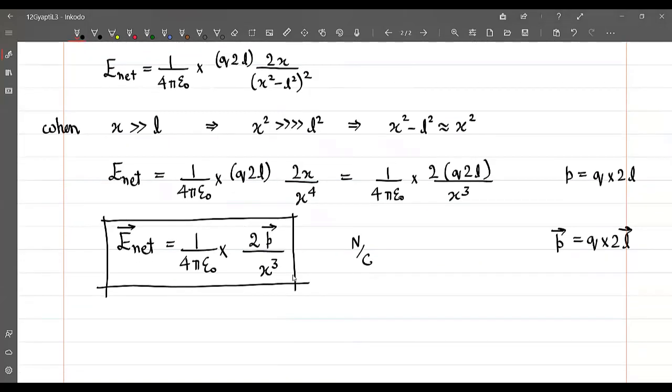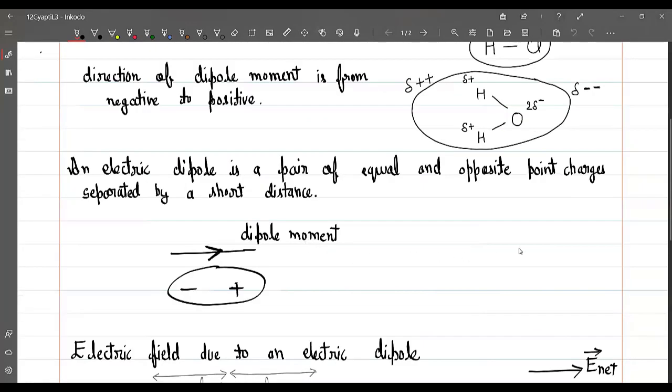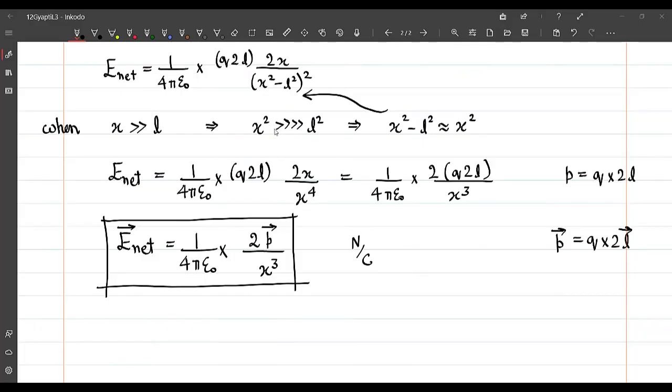Sir, I didn't understand from the second step. This x is much, much greater than L. See, we have a point P here. The point P, I'm taking it much far away from the center of the dipole. From here, what I'm doing, just instead of x square minus L square, I'm putting x square. Just tell me which step did you not understand?